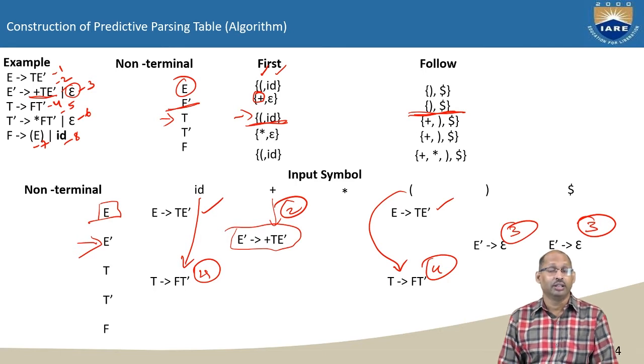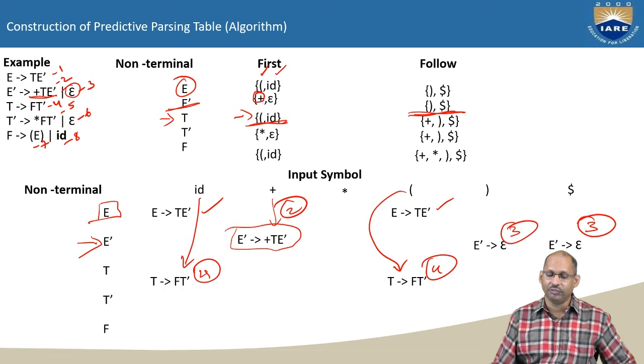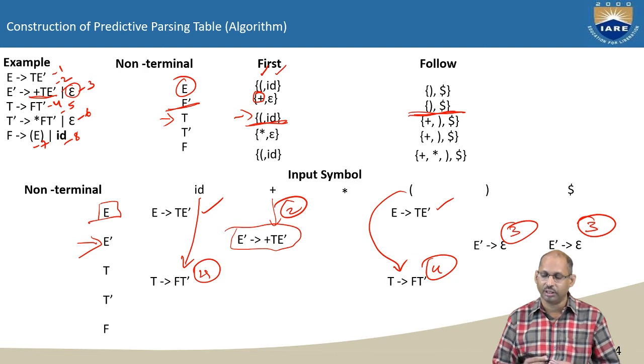So in the columns left parenthesis and id, we write the production. Simply we write productions in the columns left parenthesis and id. What is the production? Fourth production. So fourth production we are writing in the id column and left parenthesis column.